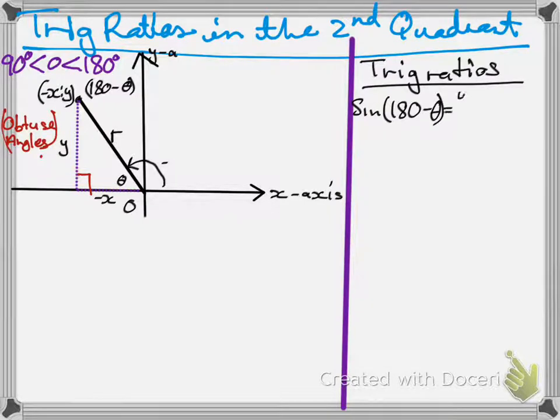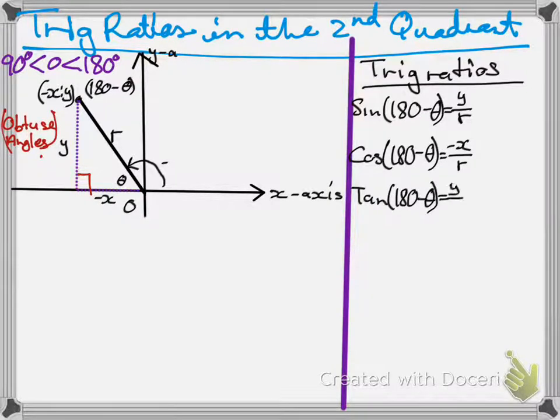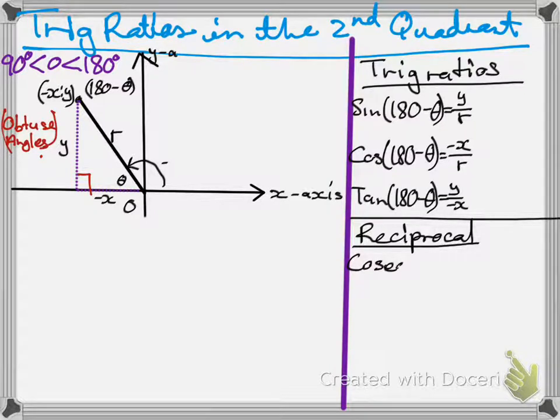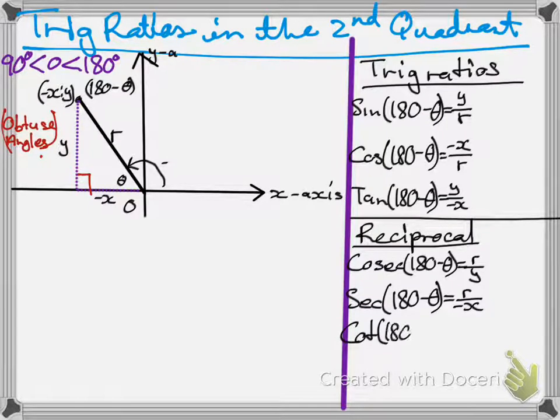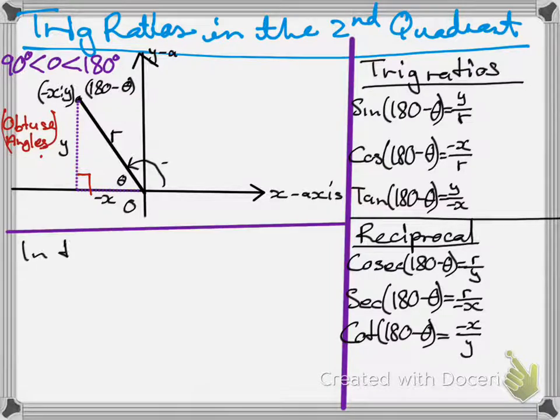So trig ratios, sine of 180 minus theta will be positive, so we're using that triangle. And then cos 180 minus theta is, since the x coordinate is negative, negative. Same with tan theta, it is negative. So the same with the reciprocals, cosec of the angle will be positive, sec of the angle will be negative, and cot of the angle will be negative.